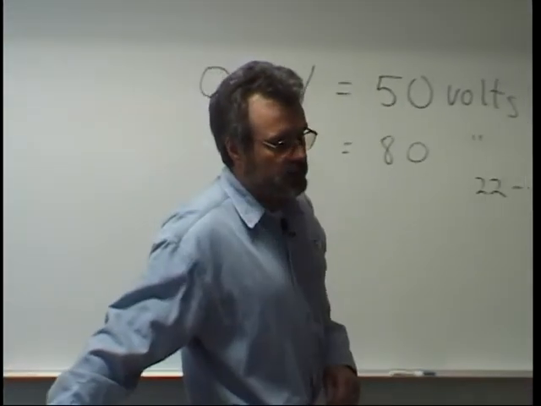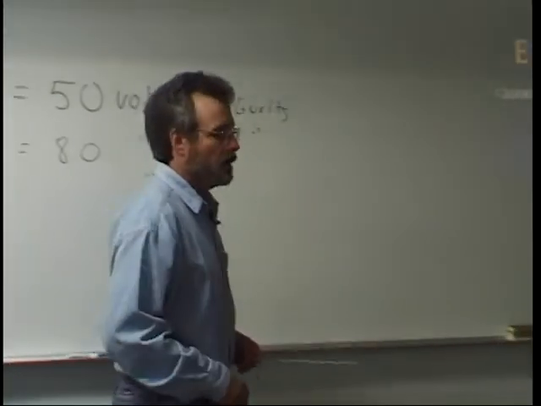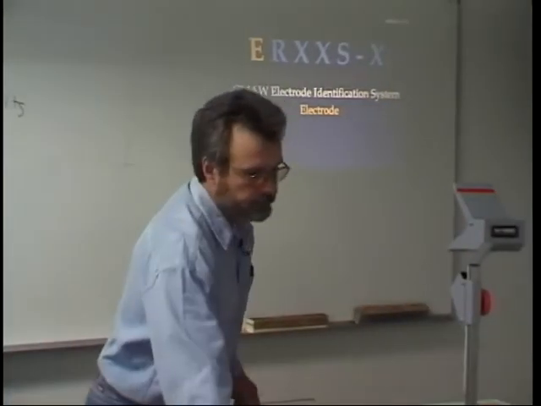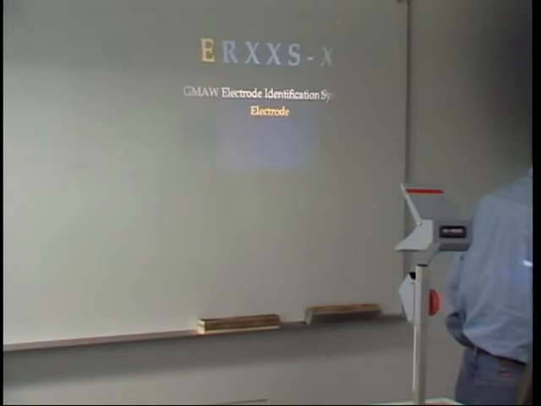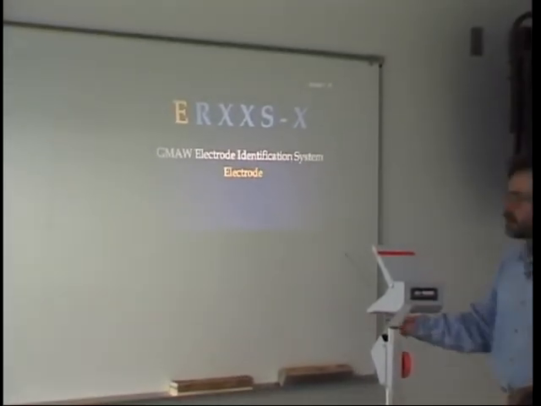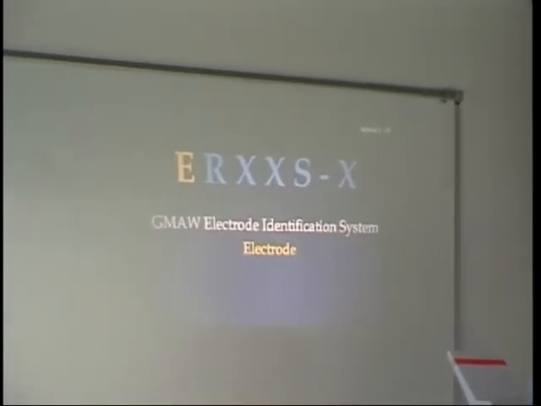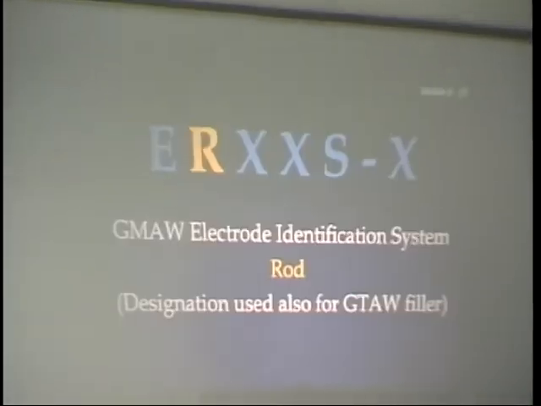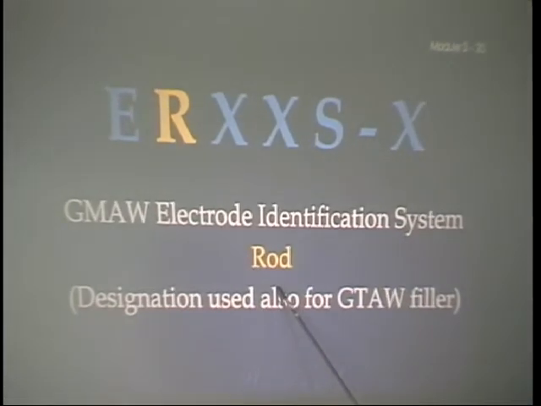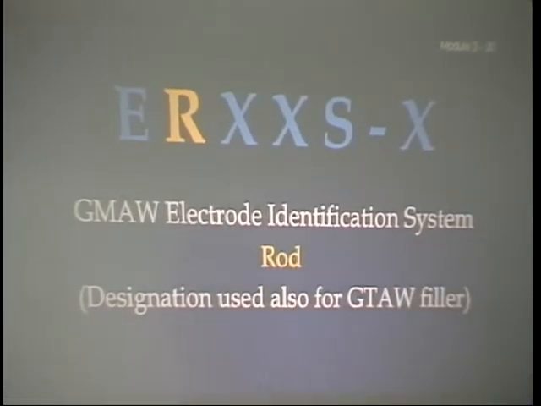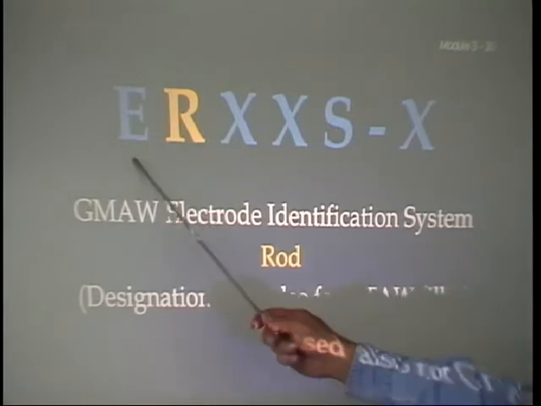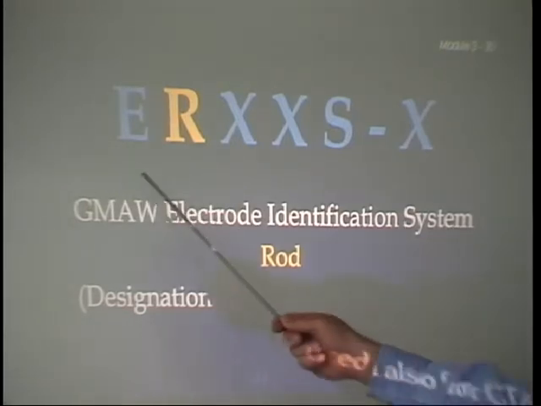Okay, that brings us to page 791 and our slides. Read this, know this. The electrode identification system is slightly different from the shielded metal arc one because the wires are different. And it took a number of years to develop this. But again, similar to the stick rod, the E still means electrode. The R now means rod. So electrode, rod, and you can get the same thing for TIG. It'll start out the same way for TIG.